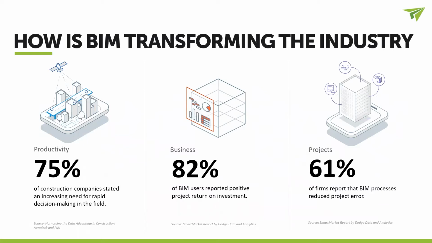All right, so next slide here, thank you. So today, why are we talking specifically about BIM and models? Well, first, there's a need to make faster decisions in the field. You'll notice that about 75% of firms agree with that statement. Secondly, the return on investment, or ROI, is no longer a question mark. We've got 82% of BIM users reporting positive ROI. And third, there's a shift in process, which leads to reduced project error. About 61% of firms report that these BIM processes reduced project error. So with that, let's dive into why models really matter.